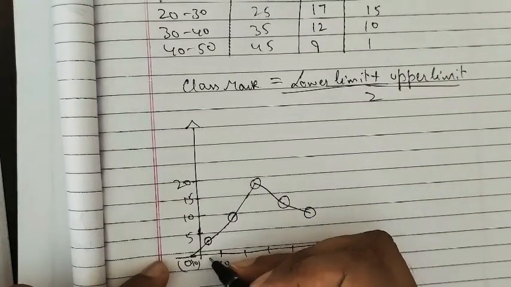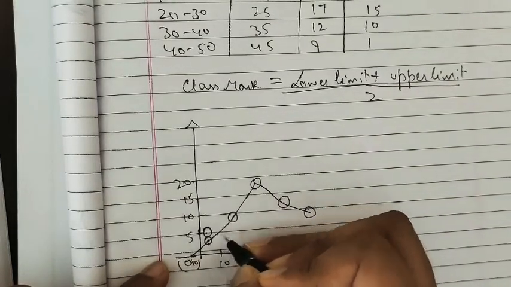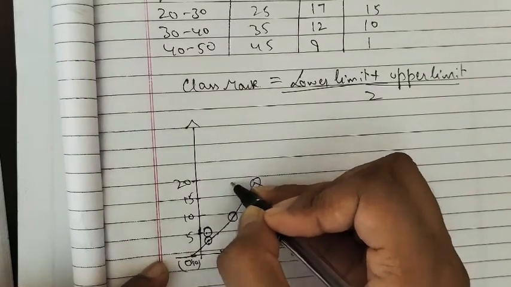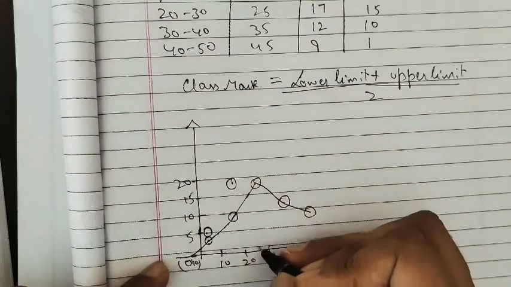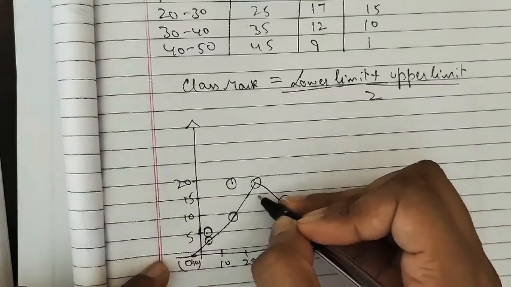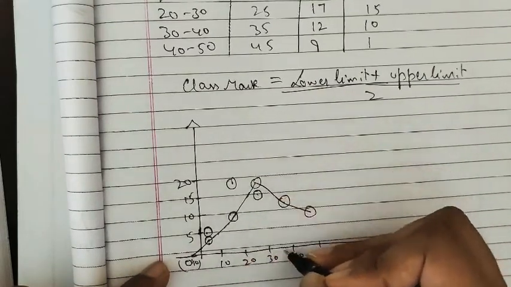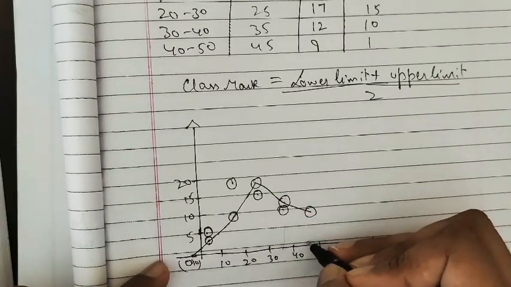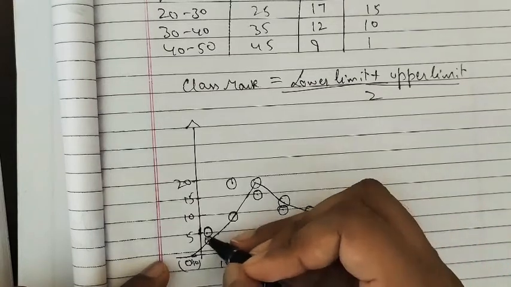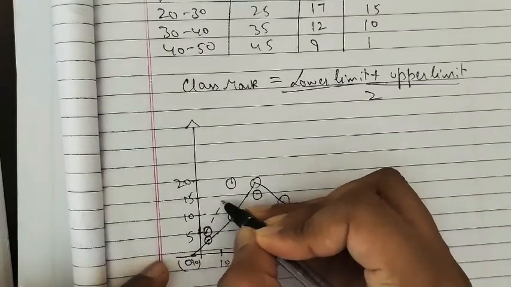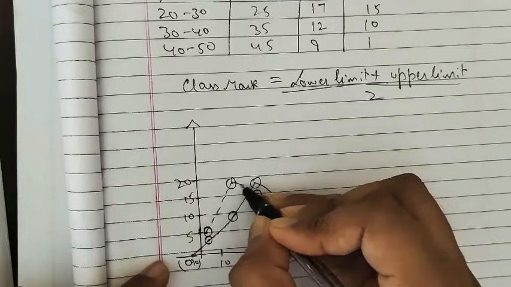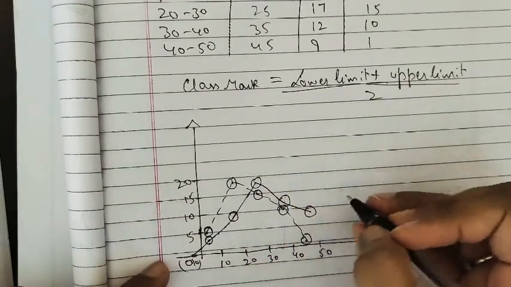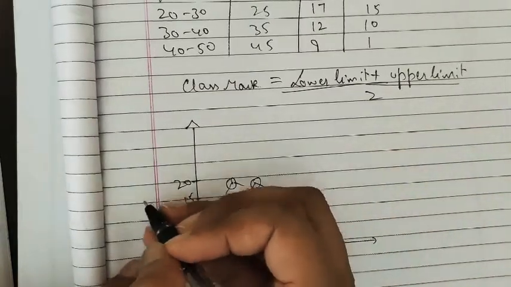So B we have first 5 and then 19, so 19, and then 15, so 15, and then 10, so 10, and then 1, so 1, right? Now join it using dashed lines for curve B, right?